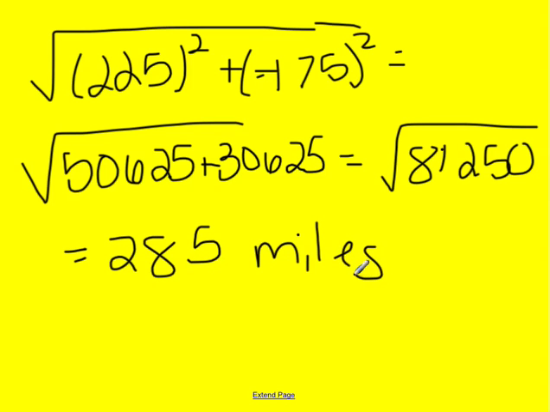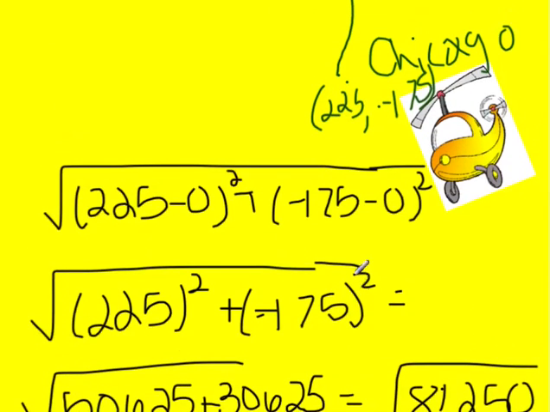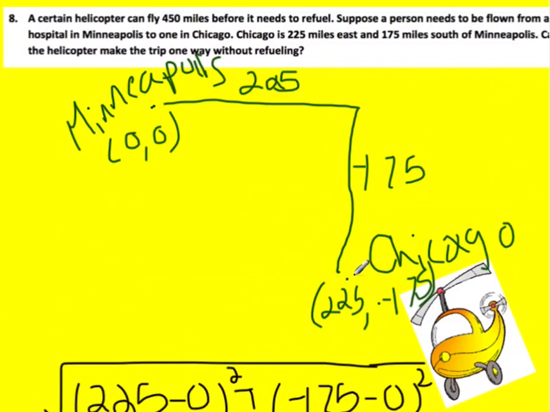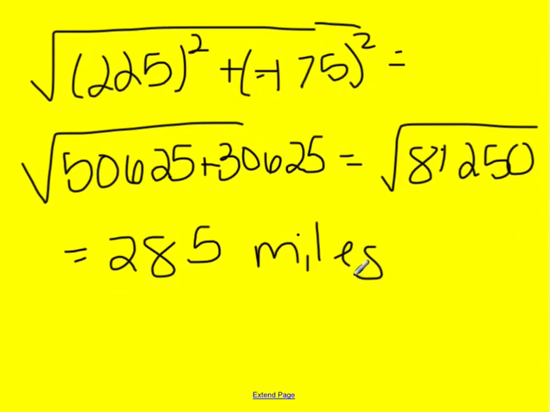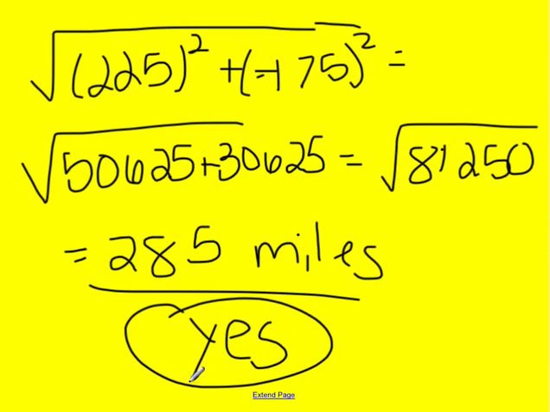But we haven't completely answered the question yet. The question asks us, can the helicopter make it one way without refueling? So can we make it 285 miles to Chicago? Then yes, we can, because we can go up to 480. So we can make it to Chicago without refueling. All right, let's go ahead and take a look at this next problem.